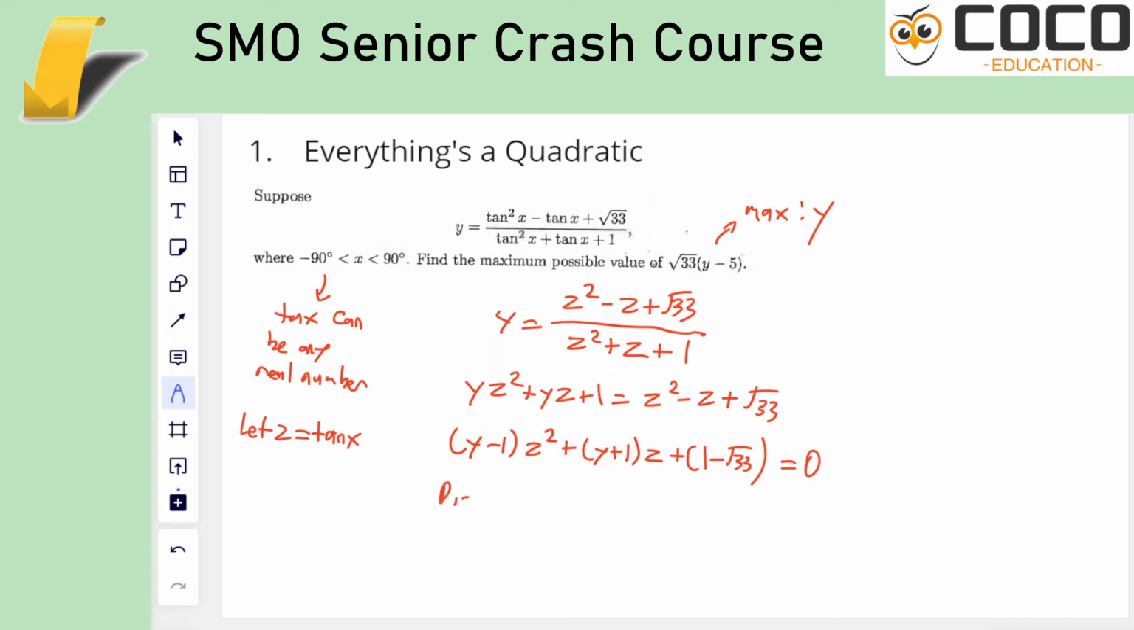So your discriminant has to be greater than or equal to 0. And once again, I'll leave you to work out the details of this, but you're going to find that it's not that hard to calculate square root 33y minus 5 at the optimal value of y. It will turn out to be a nice value. Now, this is often how these things go.